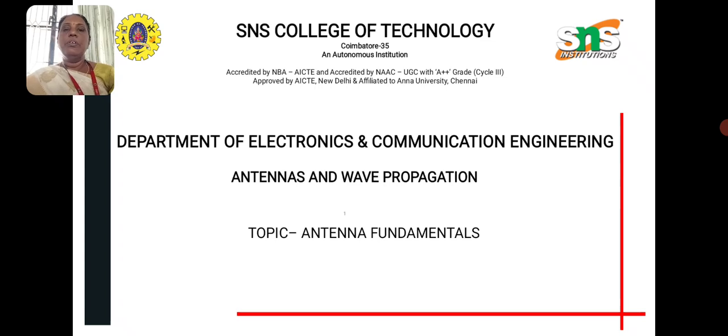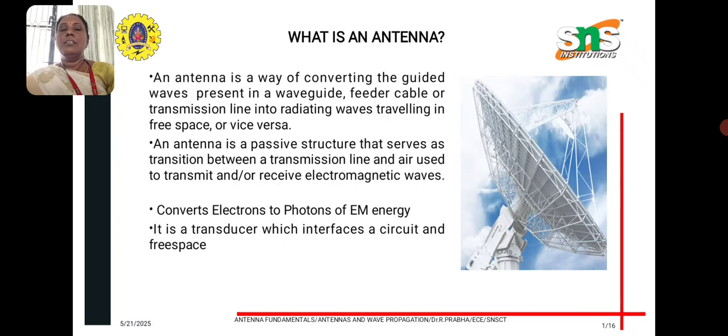In this video, we will discuss the topic on antenna fundamentals for the course Antennas and Wave Propagation. Let us discuss the video topic. Before going to see the fundamentals, first we should know what is an antenna. An antenna can be defined in many ways.